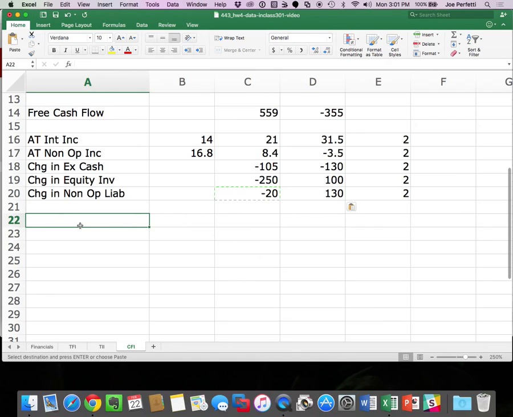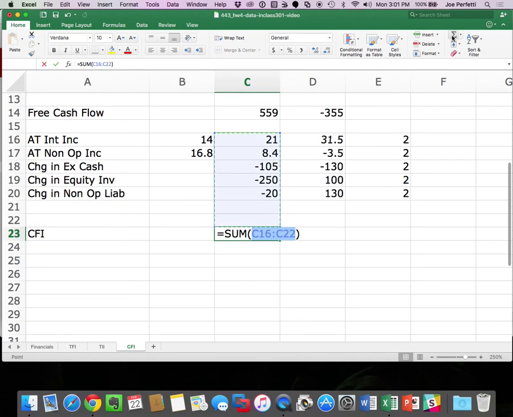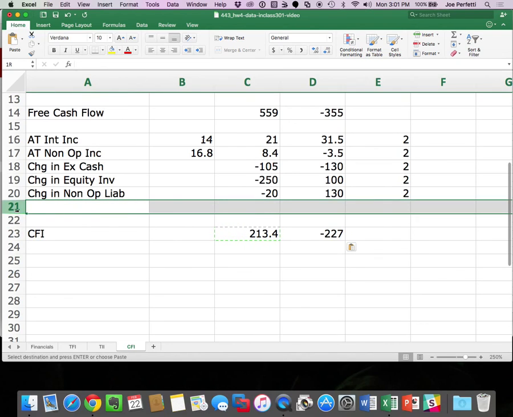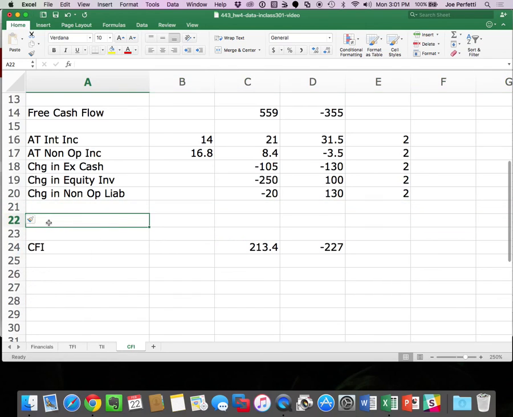So, when I look at my CFI, I could sum these and call this non-operating cash flow. Cash flow, and that basically is that.